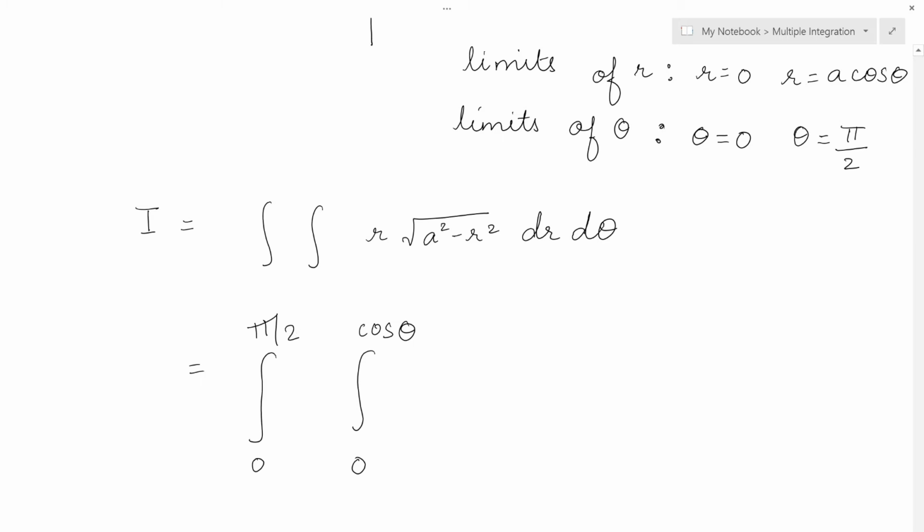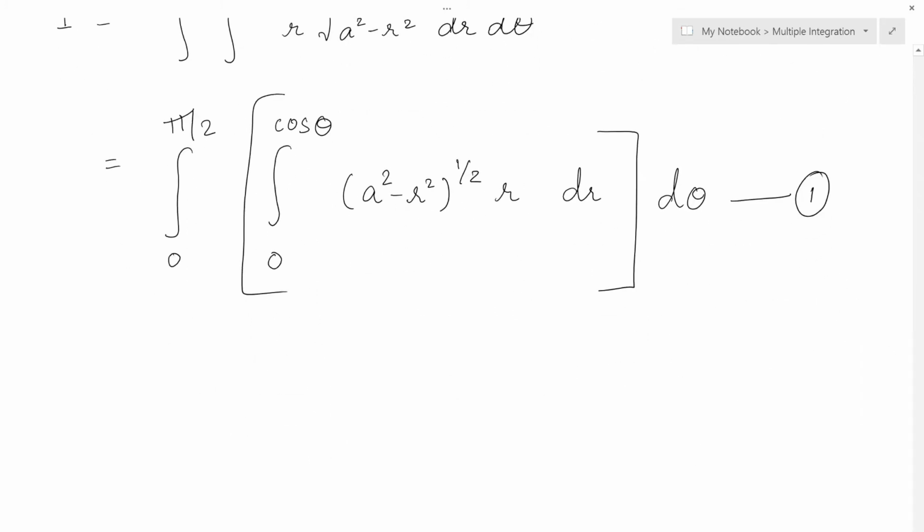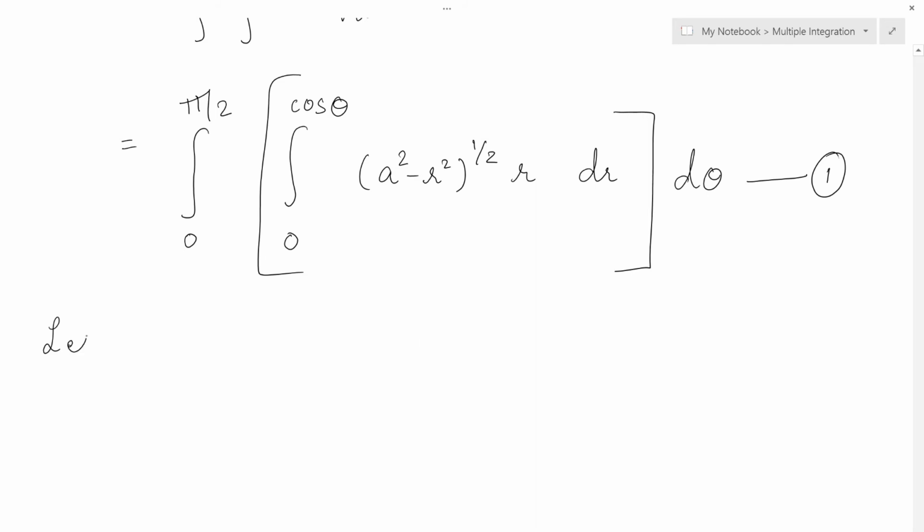So you can write this as a square minus r square raised to 1 by 2, and this multiplied by r. First you will integrate with respect to r and then with respect to theta. So let us find a simpler way to integrate this. Let us consider I1. You can do it directly also, it's your choice totally. I'm considering this as I1, the integral of a square minus r square raised to 1 by 2 into r dr.